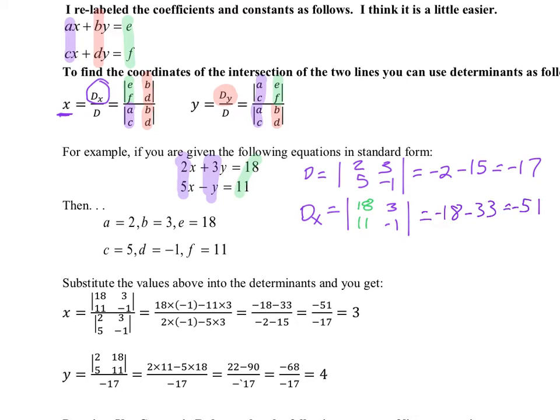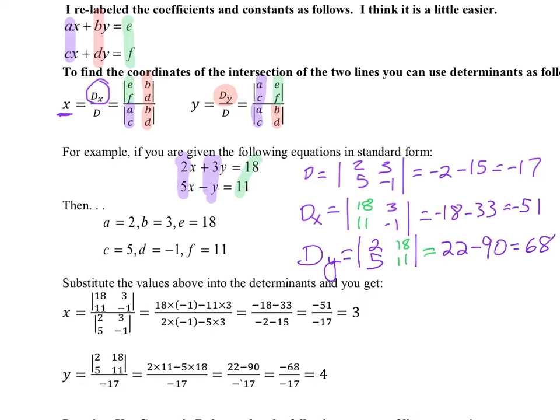All right, now I'm going to find the determinant of the y. All right, so this time I'm going to keep the x values, 2 and 5, and swap in the answers for the y, 18 and 11. This is going to equal 22 minus 5 times 18. That's 90. So this is going to equal negative 68.